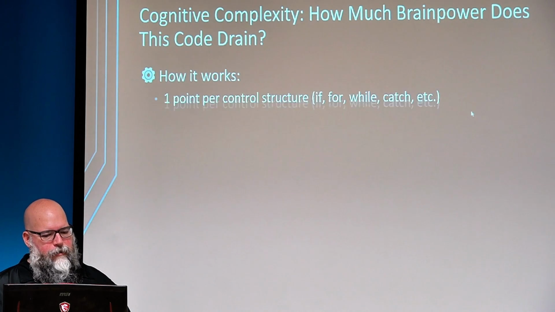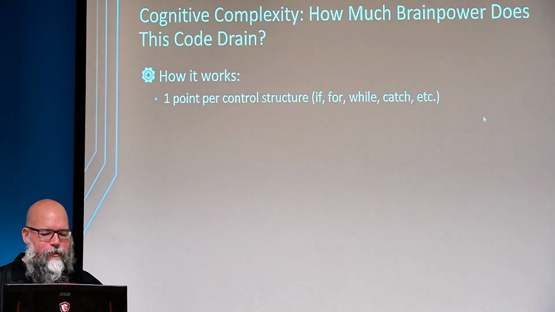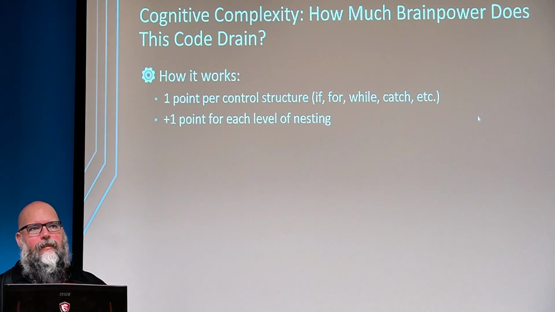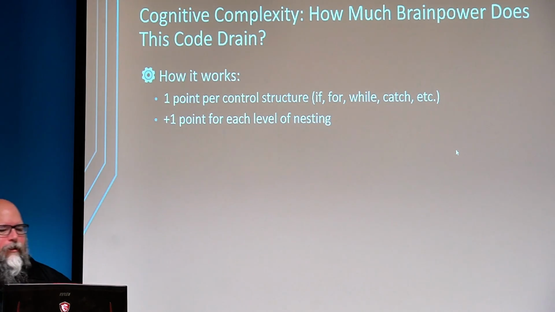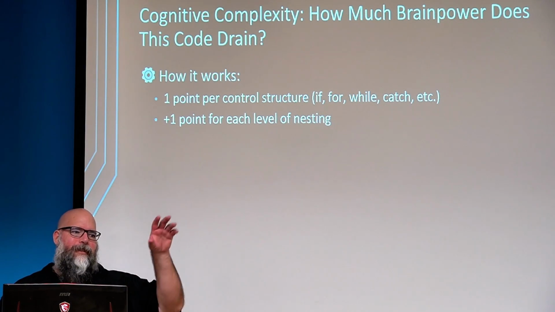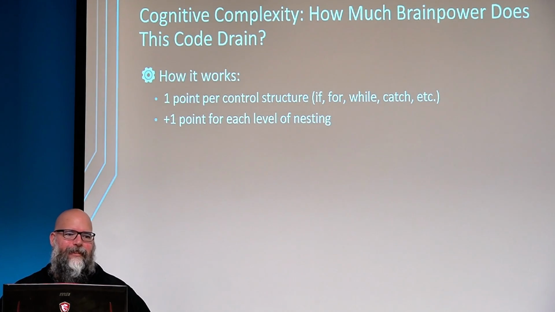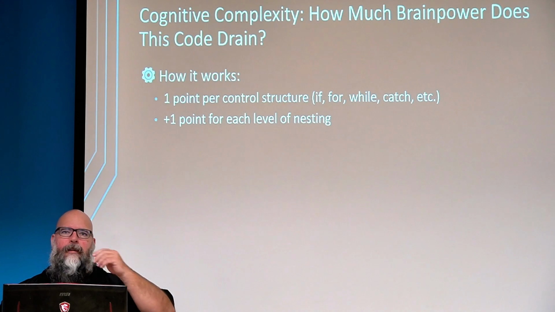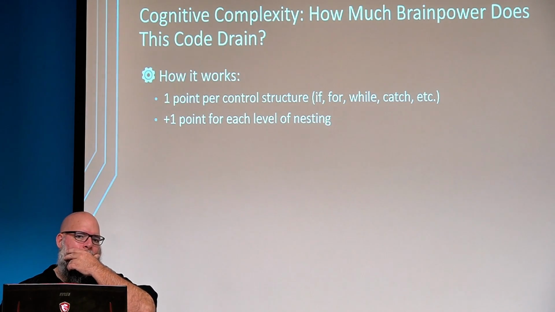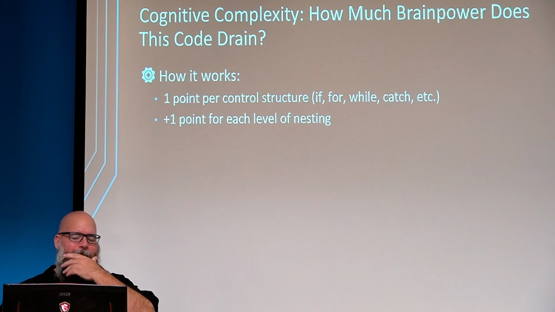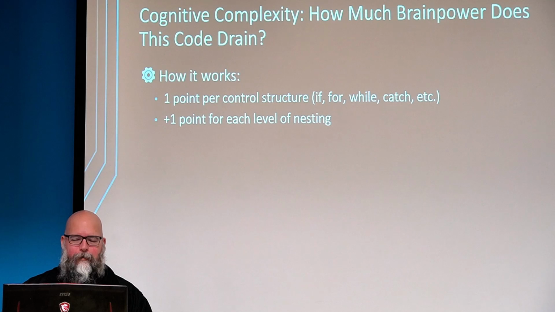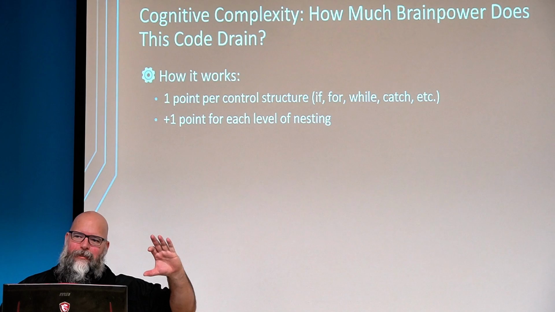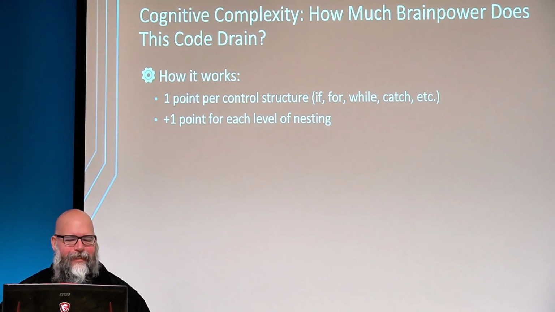So how it works: 1 point per control structure, plus 1 point for each level of nesting. So you could probably blow up the cognitive complexity if you have a bunch of nested if-then statements, right? I heard this referred to as a Hadouken, because of the way the code was written, all the if-then statements caused the code to shift over in the editor.